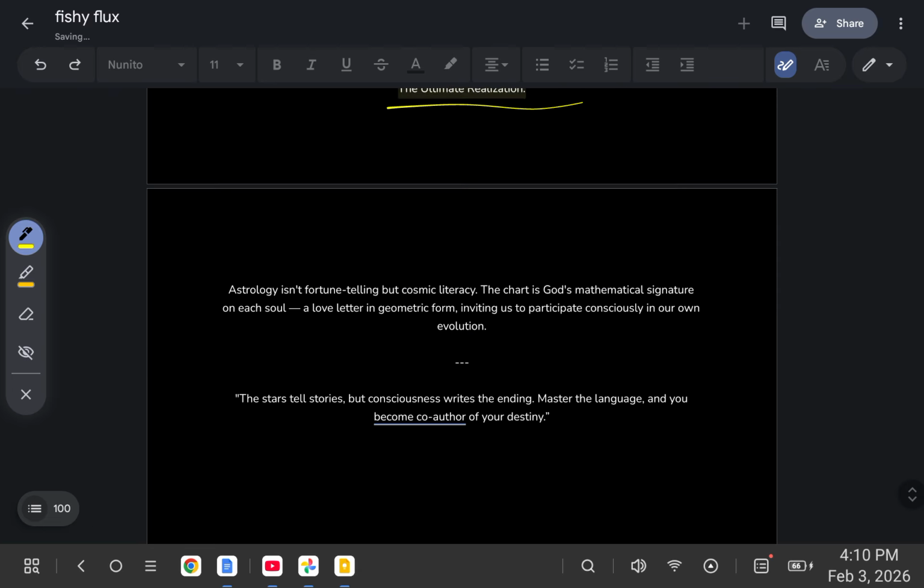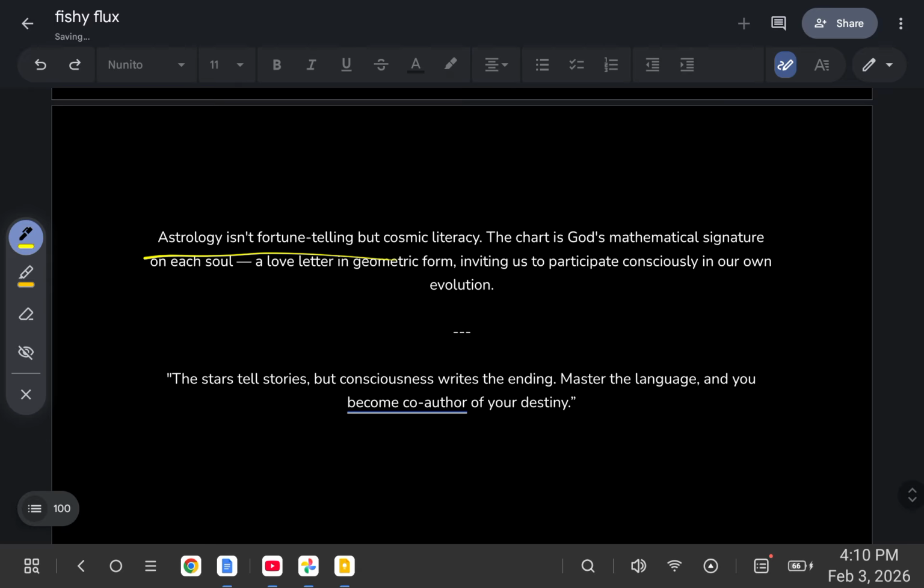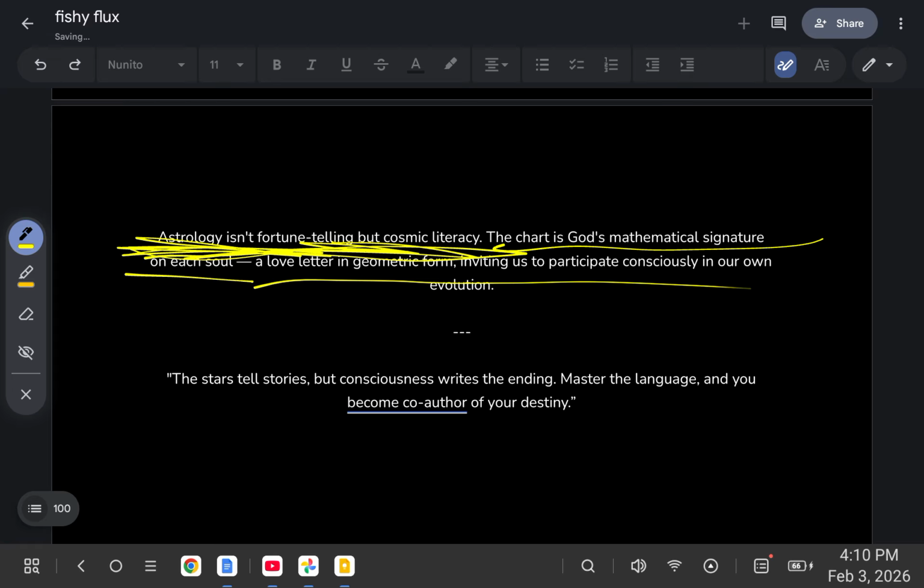Here's the ultimate realization. Astrology isn't fortune telling, but cosmic literacy. The chart is God's mathematical signature on each soul, a love letter in geometric form, inviting us to participate consciously in our own evolution. The stars tell stories, but consciousness writes the ending. Master the language and you become co-author of your destiny.